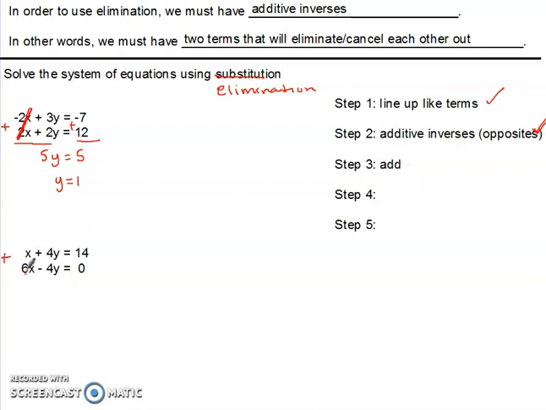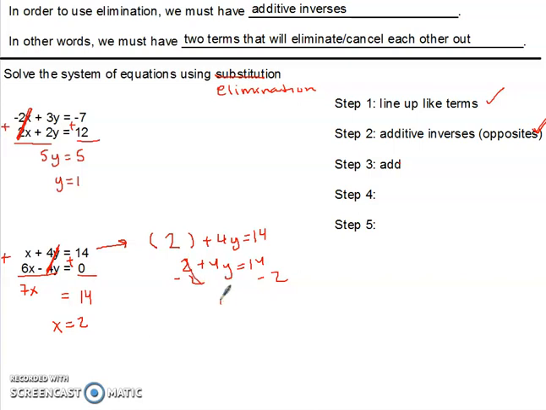Step 3, we add. Add the left, add the right. X plus 6x is going to give me 7x. Positive 4 and negative 4 means my y's cancel out. And 14 plus 0 is 14, so x is equal to 2. Now I'll go ahead and go back and solve for y. I know that x plus 4y is equal to 14. X is 2, so 2 plus 4y is equal to 14, and I can solve for y. So 4y is 12, which means that y is equal to 3. So my solution is the point 2, 3.